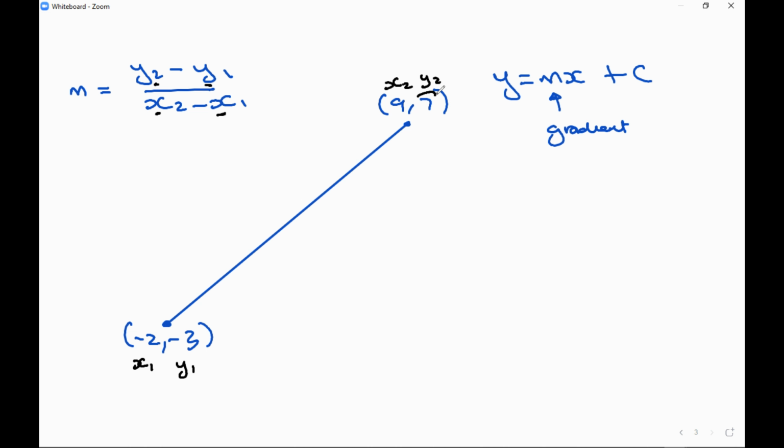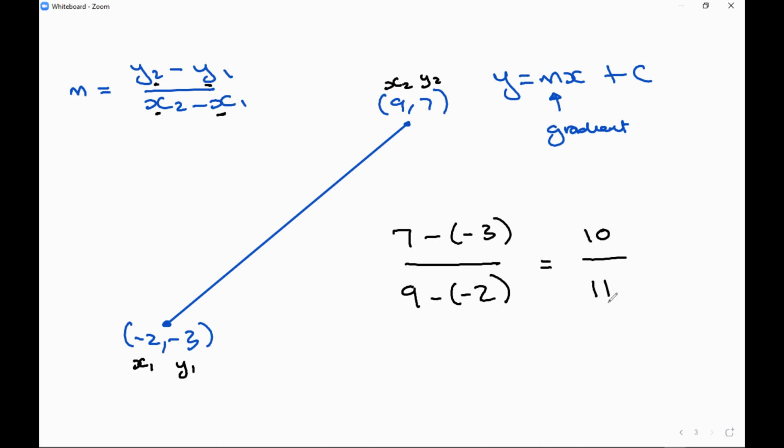So when I substitute it in, I take y2 minus y1, 7 minus, but now I've got a negative and another negative. So that's going to become positive. So 7 plus 3 becomes 10 at the top. Now we go 9 minus minus 2, which is going to be 9 plus 2, which is 11. So the gradient for this is 10 over 11. And the most important thing here is to just have a look at the signs, eh? But now you know. So well done for trying.